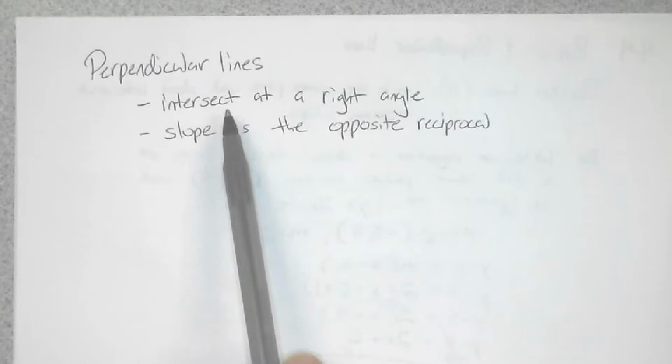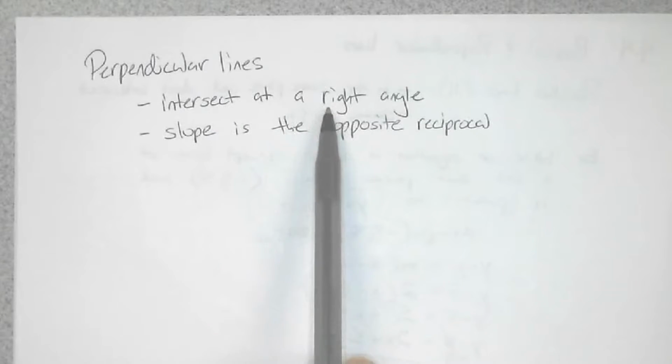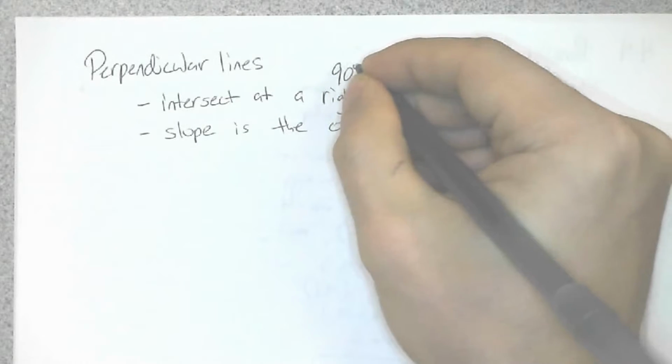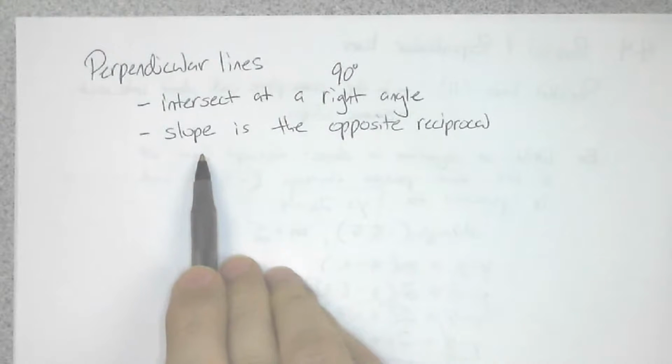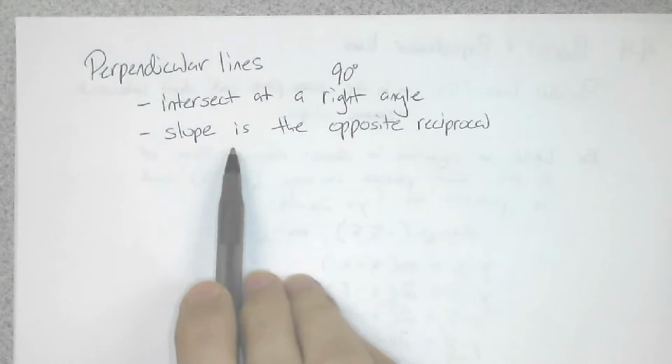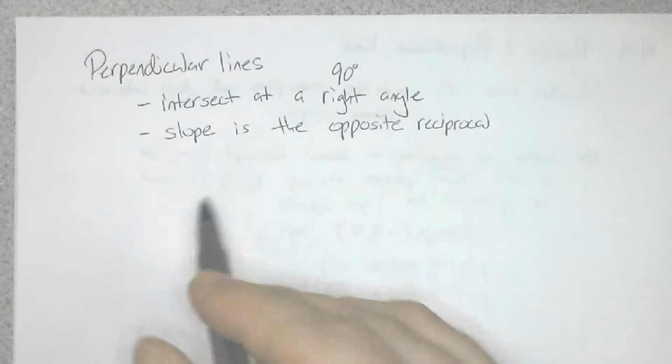Perpendicular lines. These lines intersect. And not only do they intersect, but they intersect at a right angle. Right angle, that's 90 degrees. The slope of perpendicular lines is actually the opposite reciprocal.